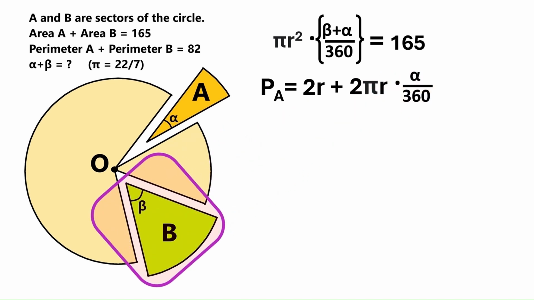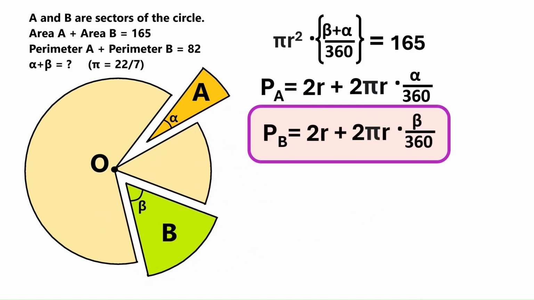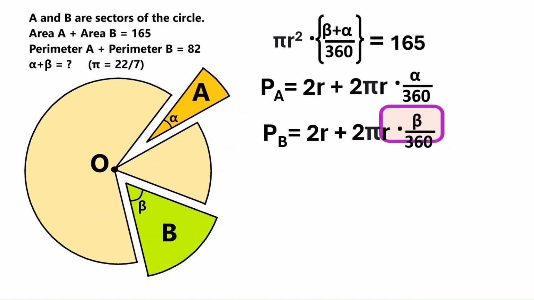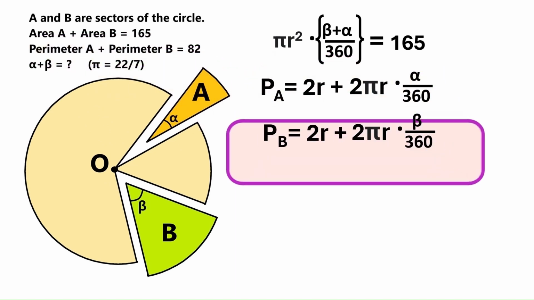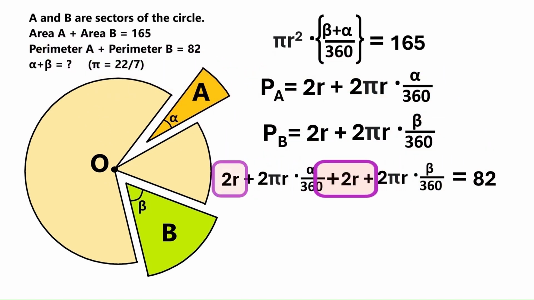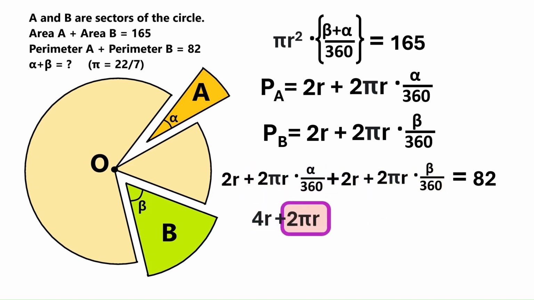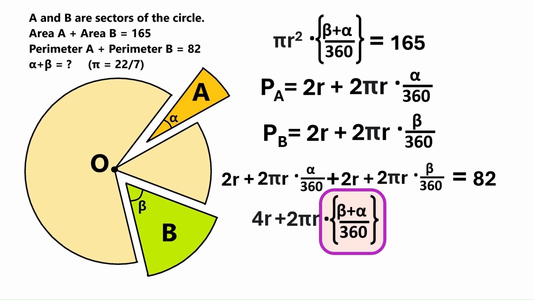Next, we create a similar equation for the perimeter of sector B. And we can simply express it like this, the only difference being this angle beta here, because beta is the angle of sector B. We know the sum of the two perimeters is 82, so let's add these two together to get this intricate equation. These two r's add up to 4r, and this 2 pi r is a common factor, and we can put the other stuff into the parentheses like this, and it all equals 82.